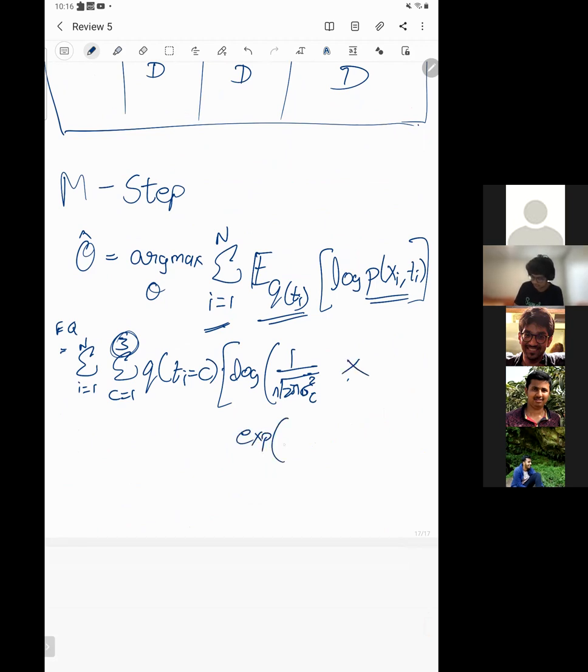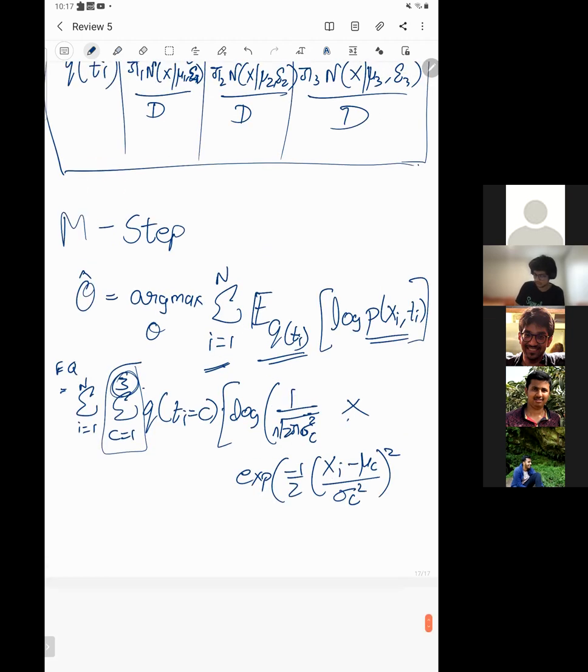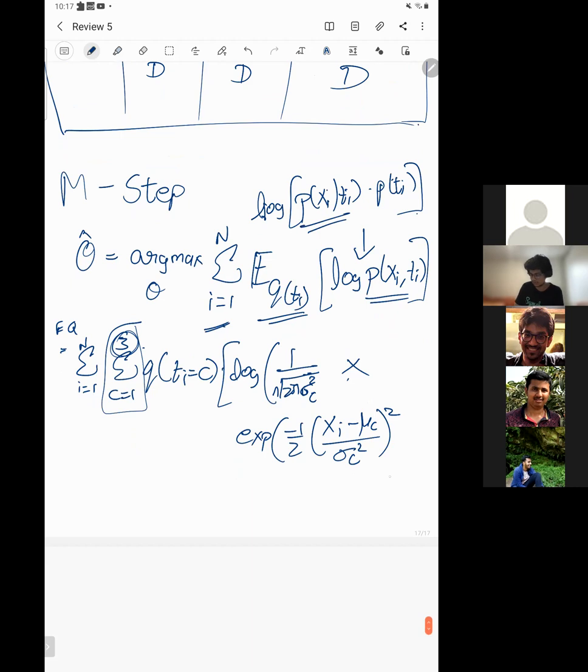Times the exponentiation of minus half. So this is a summation over all the Gaussians, and for the Cth Gaussian, the mean is mu C and the standard deviation is sigma C. Here is how this came about: log of P of x, Ti is simply log of probability of xi given Ti times probability of Ti. xi given Ti is the Gaussian, this part, times pi C, which is P of Ti. And this entire thing is within the log.